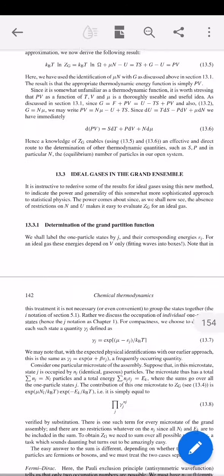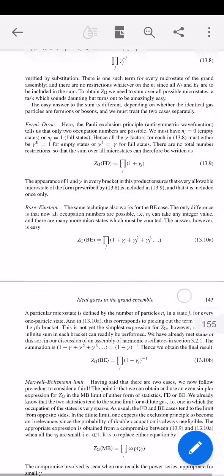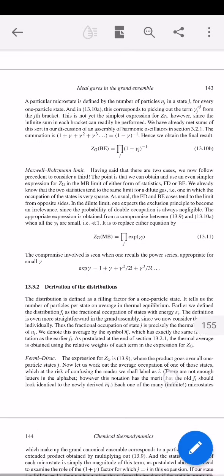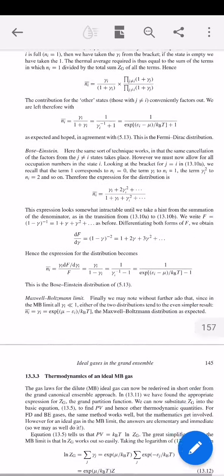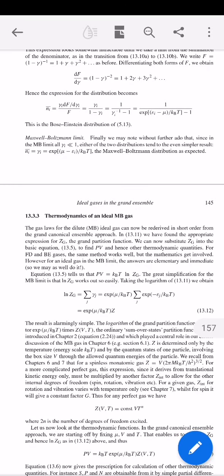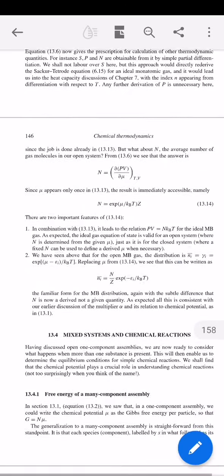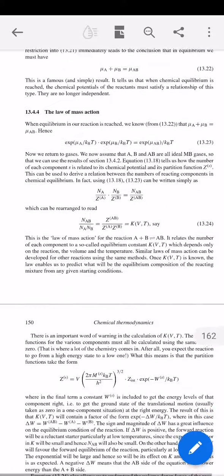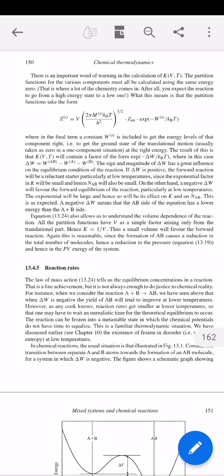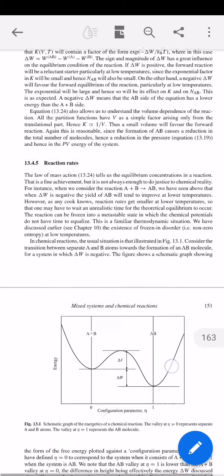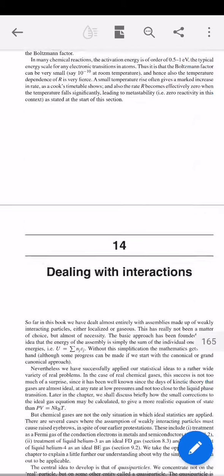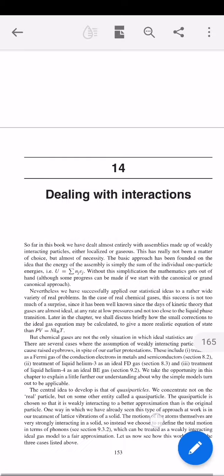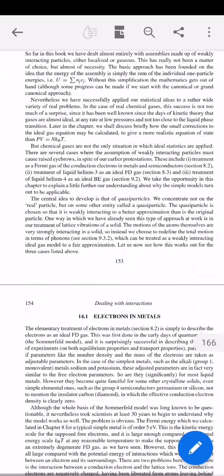Ideal gases and grand ensemble, derivation of distributions, thermodynamics of an ideal gas, reaction rates, which is moles per dm cubed per second, and then dealing with interactions. That's chapter number 14. So that's a summary. The first paragraph, the summary.